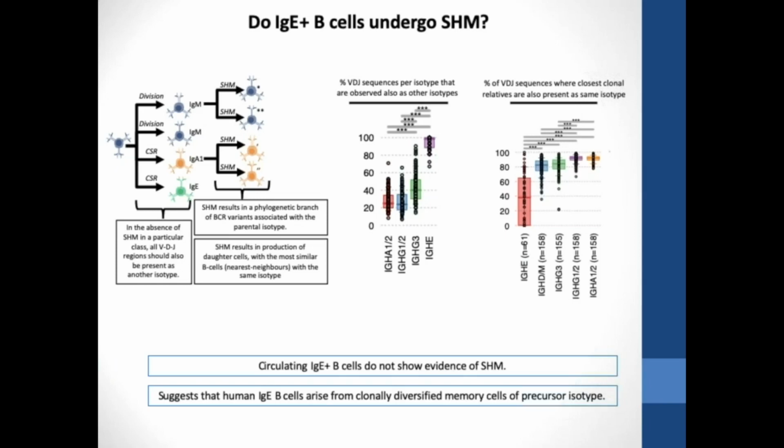So this suggests that circulating IgE B cells do not show evidence of somatic hypermutation, and it suggests that human IgE B cells arise from clonally diversified memory cells or activated B cells from a precursor isotype, and these are potentially transient within the peripheral blood.